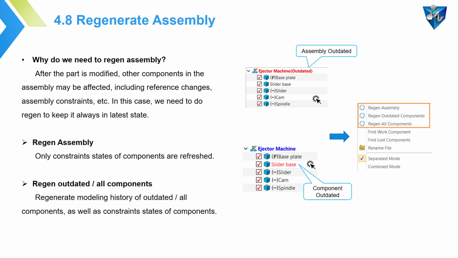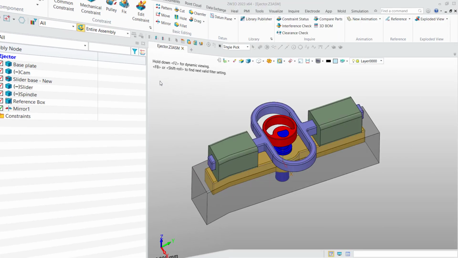For the first one, regen assembly, it will only refresh the constraint status. For regen outdated or all components, that means regenerate the modeling history of the components. Meanwhile, the constraint status will be refreshed simultaneously. Okay, now let's move over to ZW3D to show you more details.